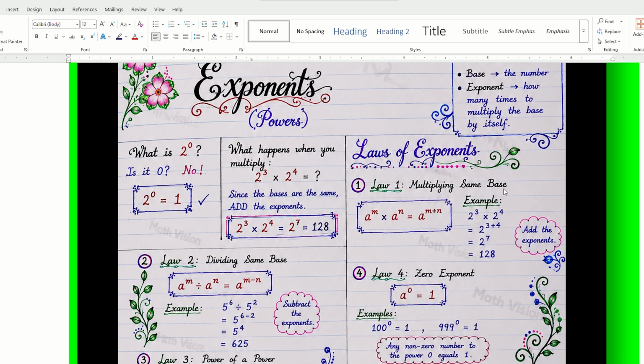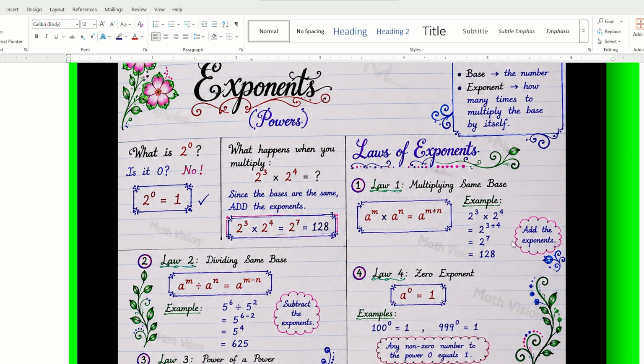Here are the laws of exponents. First law, multiplying same bases. If bases are the same, then the exponents will be added. a raised to power m multiplied by a raised to power n equals a raised to power m plus n. For example, 2 raised to power 3 multiplied by 2 raised to power 4. Here the bases are the same, 2, so the exponents will be added. 3 plus 4 is 7, 2 raised to power 7, 2 multiplied 7 times equals 128.